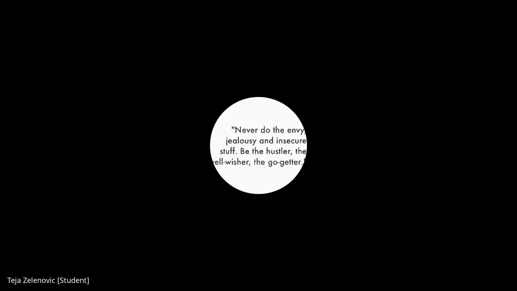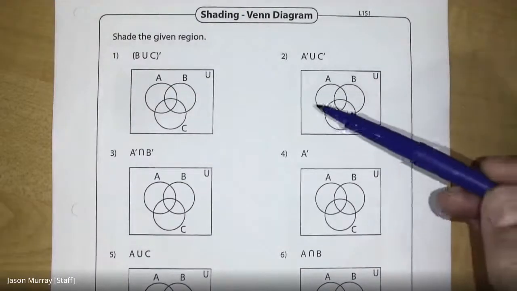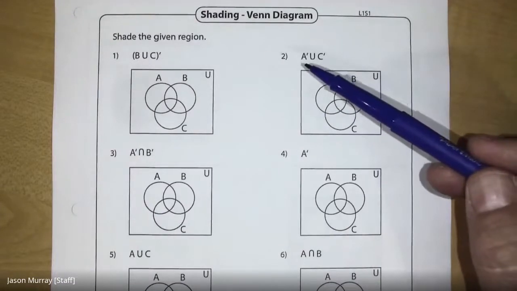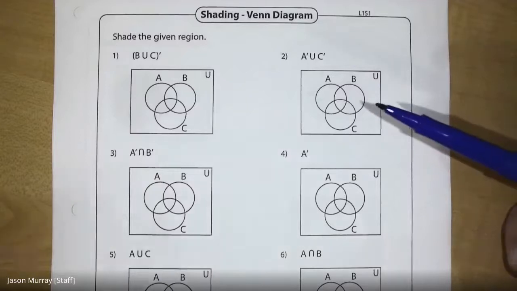Because this is a union, we're trying to shade everything that matches this, basically. So you have to think about what region here does not actually have either one of these things in it. That's what you're trying to figure out. Okay.